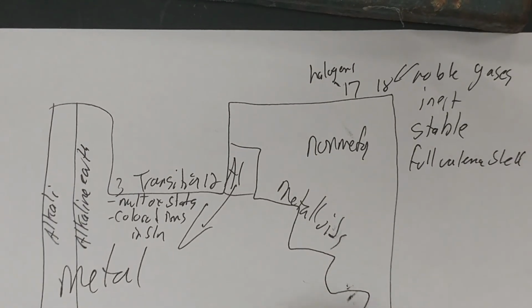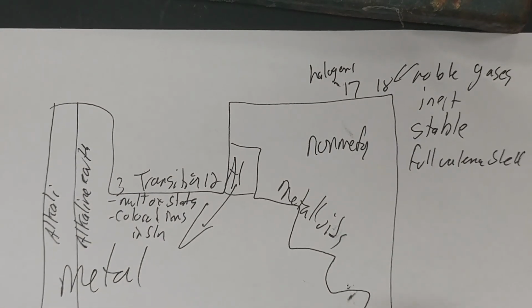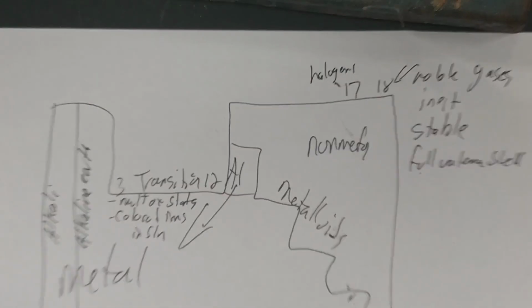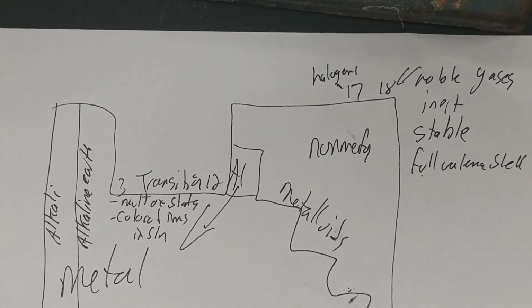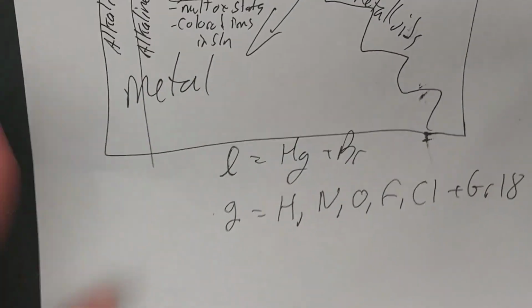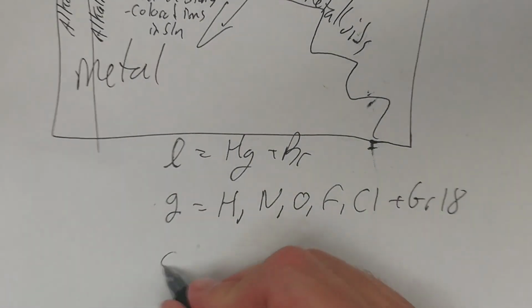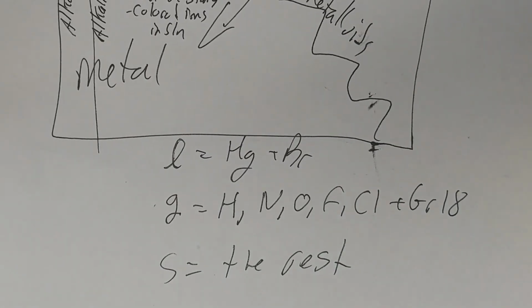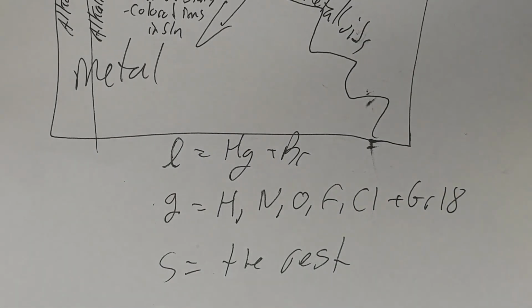Liquids: mercury and bromine. Gases: hydrogen, nitrogen, oxygen, fluorine, and chlorine, and group 18. Solid, the rest are solid.